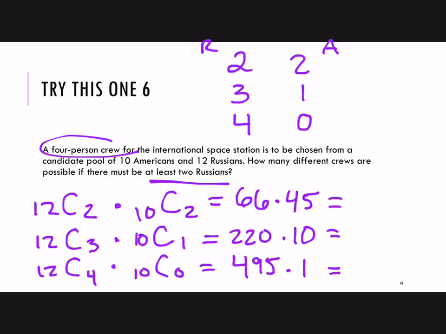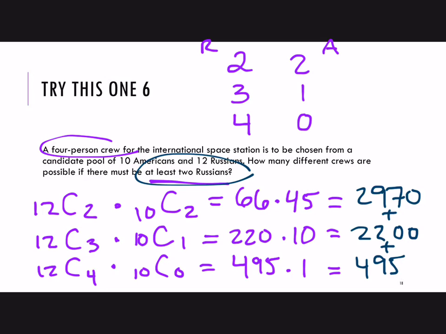All right, and then multiplying, you end up with 2,970 options, 2,200 options, and 495 options. And then adding those together, because we've got 3 different cases, and then we want to add to find our main case here, the case of at least 2 Russians. You end up with 5,665 different ways to choose this crew.